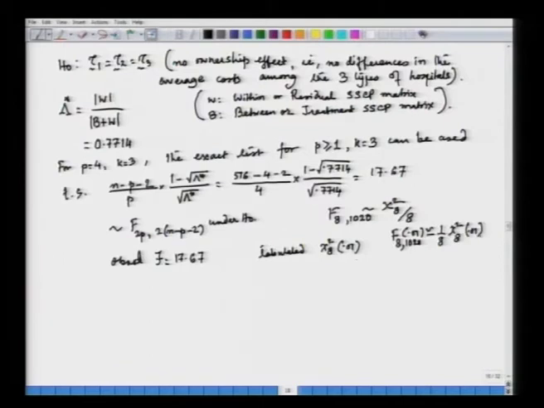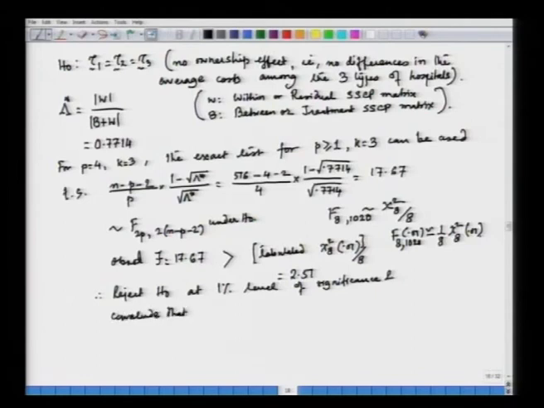So, this tabulated value is 2.51. I am comparing 17.67 with this tabulated value divided by 8, and this is obviously greater than 2.51, telling me that I can reject H naught at 1% level of significance and conclude that average costs, at least the 4 types of costs that we have considered, do differ depending on type of ownership, which is somewhat logical.